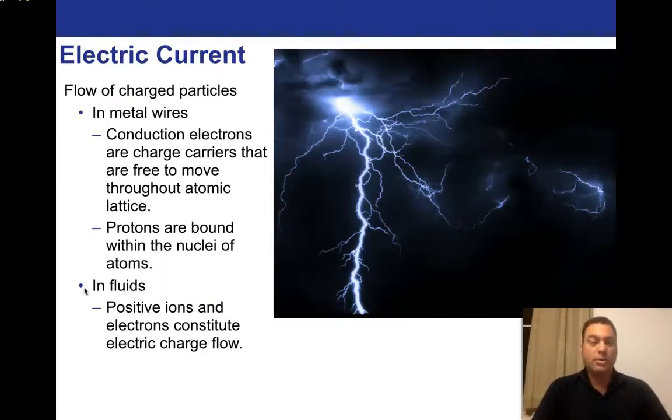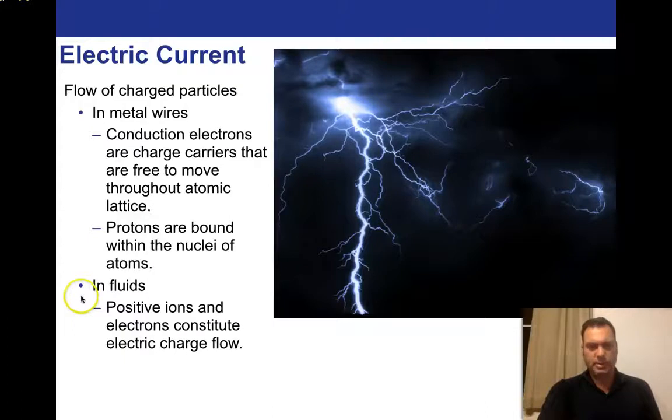So just like water in pipes, we actually find a flow of charged particles in substances, mainly in wires and fluids. We don't necessarily see a whole lot of movement in rubber or insulators, so we're going to concentrate on these two types of medium. In metal wires, the conduction electrons are charge carriers that are free to move throughout the atomic lattice. We talked about this a lot in the last lecture, so we're just going to go through this really quickly. The protons are bound within the nuclei of the atom, so we don't really see a flow of protons. We find a flow of electrons, right? The electrons are actually free to move within the metallic bonds, for example, in copper wire.